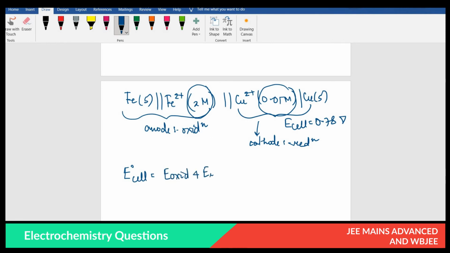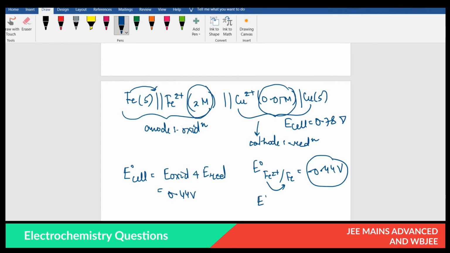Now, oxidation is of Fe to Fe2+, but the value mentioned to you is E0 of Fe2+ to Fe, given as minus 0.44. So this is the reduction, right? Now, it is actually oxidation that is occurring, so the oxidation value will be the reverse of this, so this should be plus 0.44 volt.